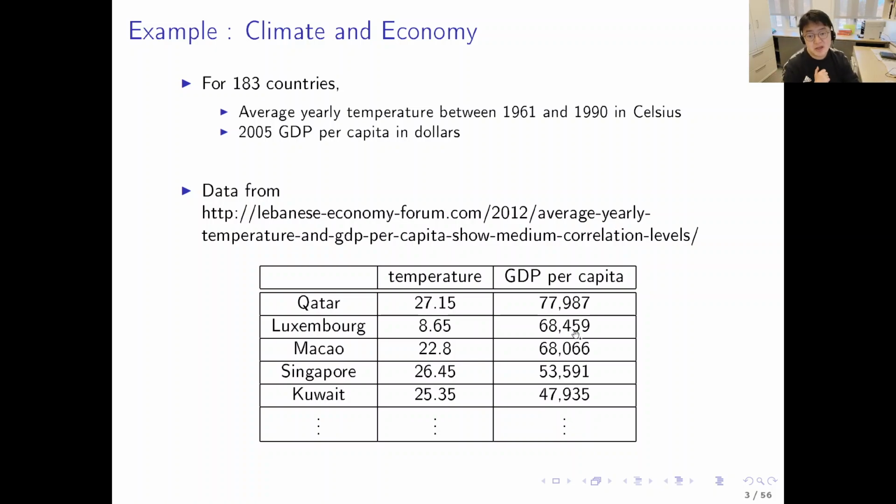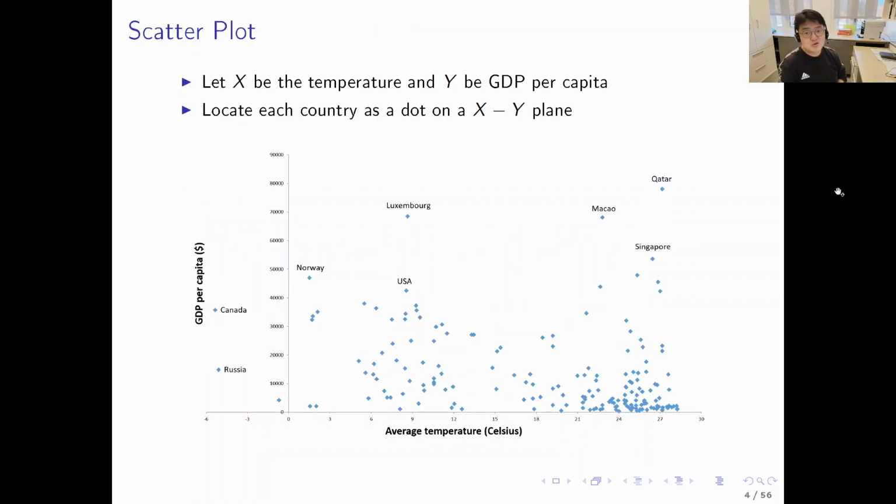We are interested in how they are related, right? For example, are colder countries richer or poorer? It's interesting. If a country is warmer, then is it more likely to be richer or poorer? So just their relationship is of our interest right now. Then the first thing I recommend you to do is to draw a scatter plot. So the x variable is the temperature and the y variable is the GDP per capita. And then you can draw a scatter plot like this.